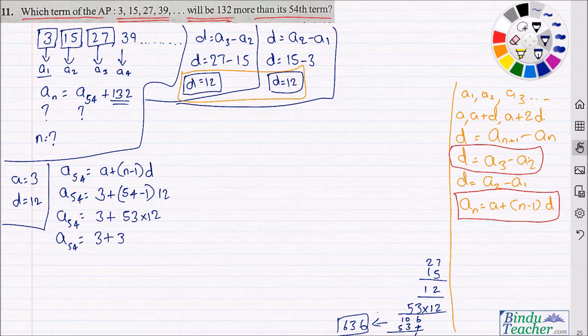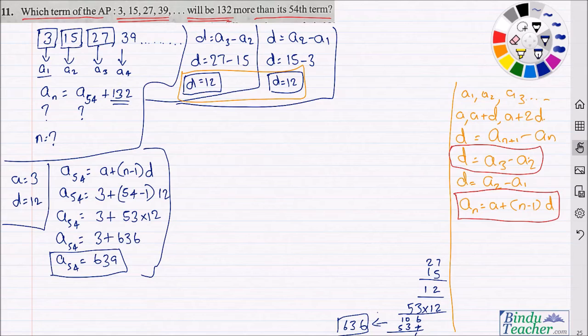Let me erase that. It is 636. So A of 54 equals 639. Okay, so we will keep this on one side, and now let's write the equation for A of n. So A of n equals A plus n minus 1 into D.